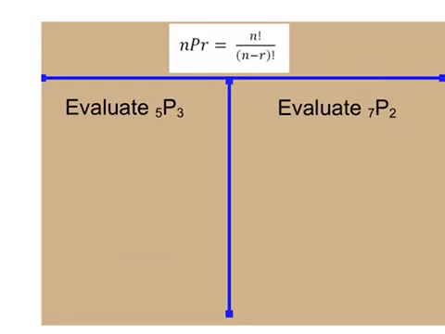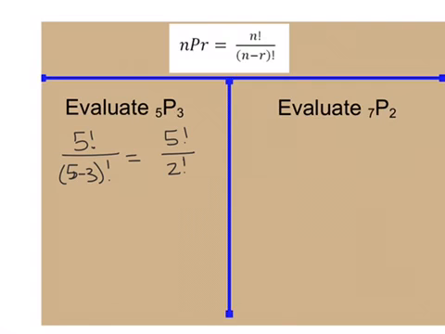So I'm going to do an example here and see how this plays out. I want to evaluate 5P3. That means I have 5 total, and I am going to use 3 of them or pick 3 of them. So my n is my 5. So I have 5 factorial divided by 5 minus 3 factorial. I'm going to simplify that and get 5 factorial divided by 2 factorial.